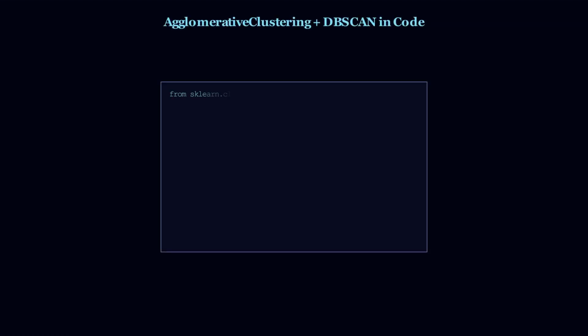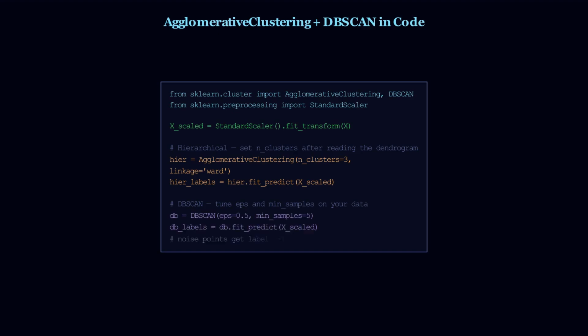In code, both fit the same sklearn interface. Agglomerative clustering: set n_clusters and linkage. DBSCAN: set eps and min_samples. That's it. Both expose a labels_ attribute.